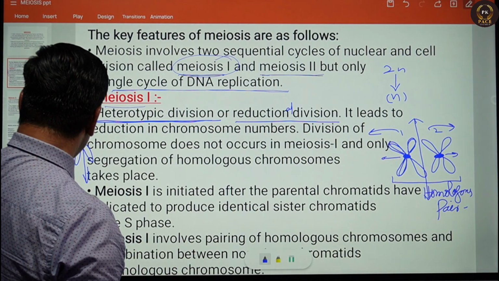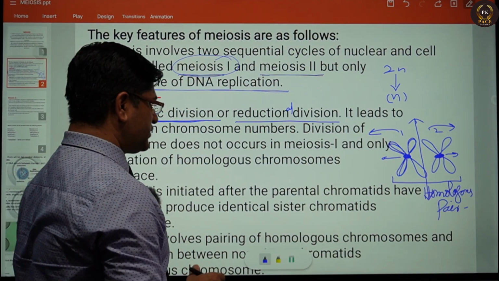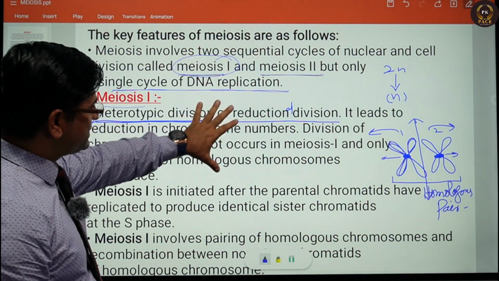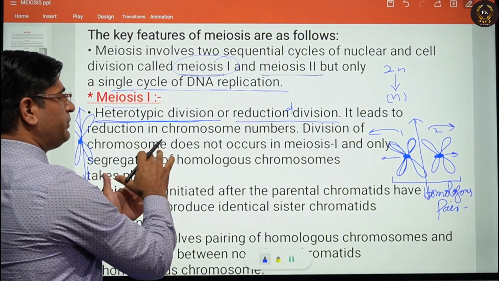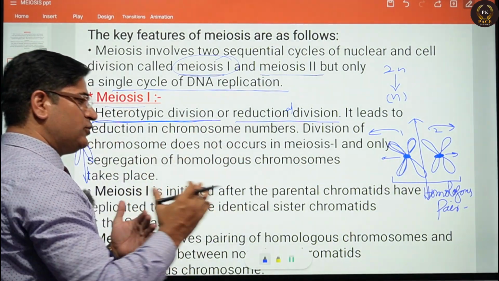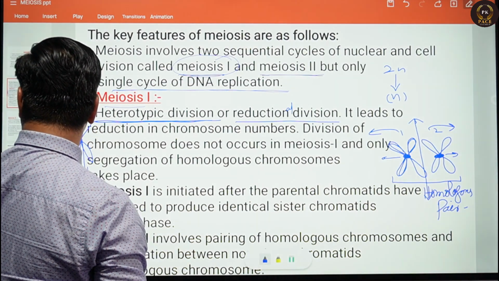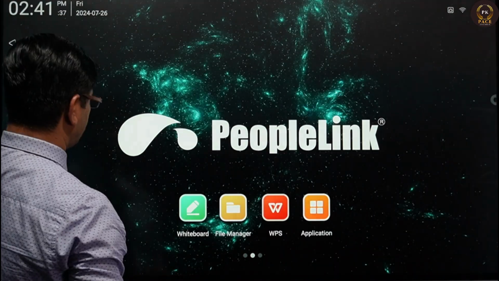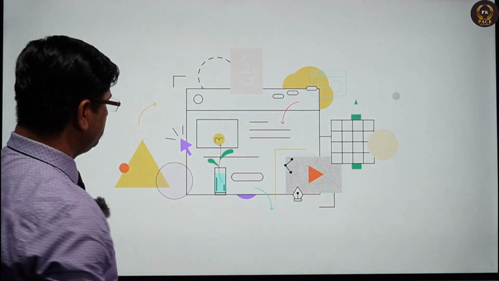I will just minimize it and I will take you through the real board presentation now, because if this content will be in the background, you will not be able to see properly the diagram which I am going to show you. Okay, so let me minimize it. I'll use the whiteboard here.